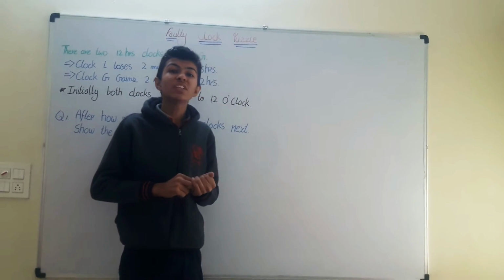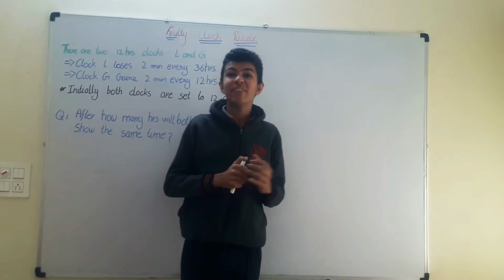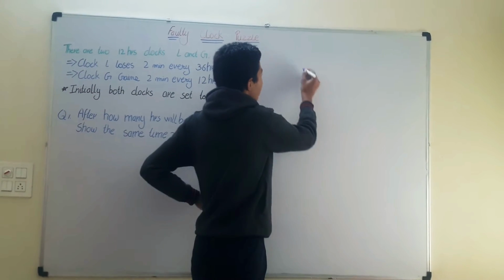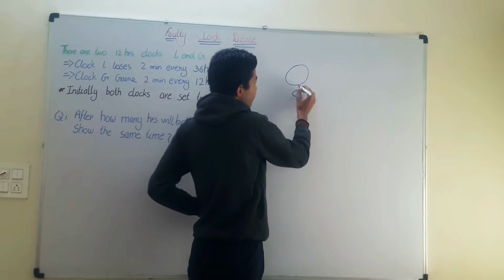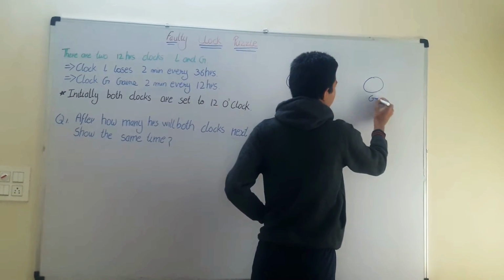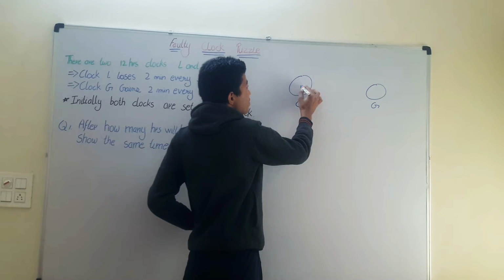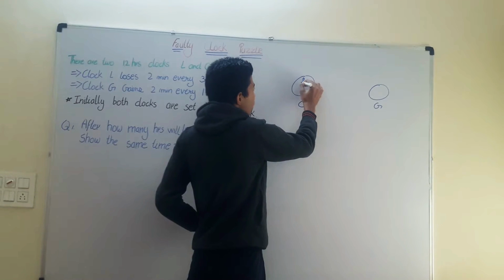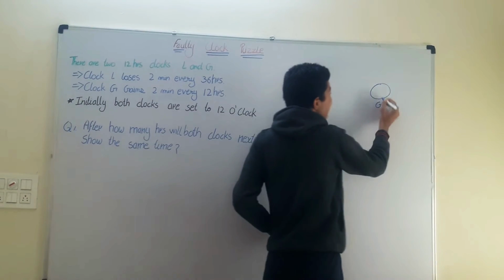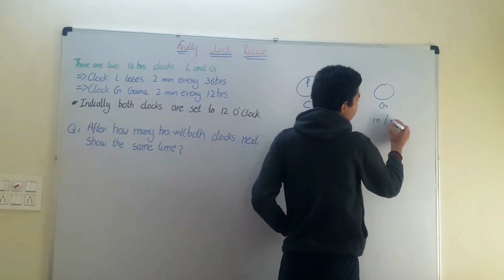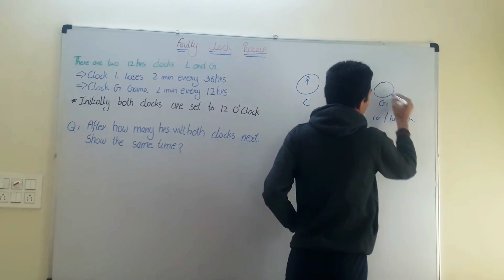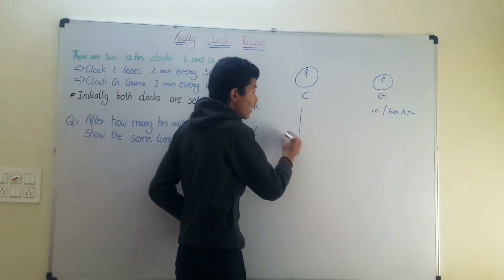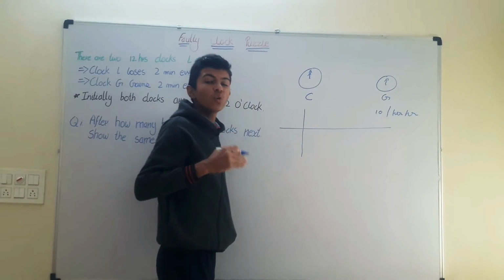To move towards the solution, first we need to solve an easy question so that we can get a base to solve this question. So let's take two clocks: clock 1, that is clock C, and the second clock, that is clock G. Clock C shows the correct timing, so it is at 12 o'clock, and clock G gains 10 minutes per hour. First we will make a table. First we are going to solve it manually and then we will go to the formula.